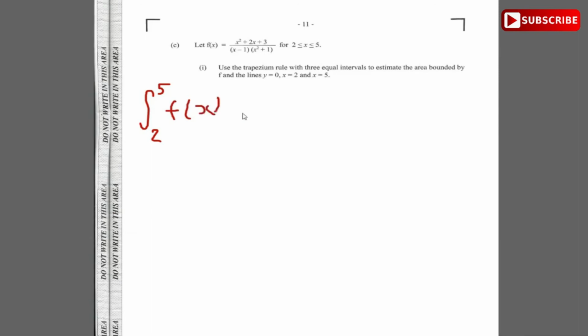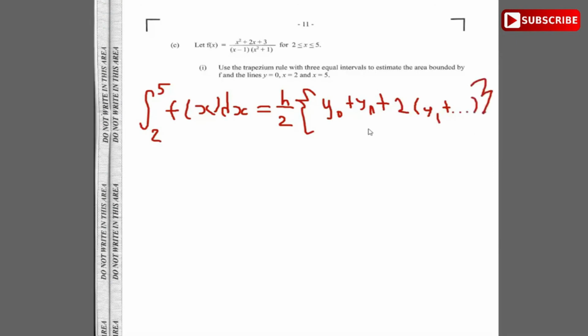Using trapezium rule, the integral from 2 to 5 of f of x is going to be h over 2 into y naught plus yn, plus 2 times the other y values, plus 2 times your y1, and so on. So that's the formula that we use for trapezium rule. So let's go ahead and do this using trapezium rule.